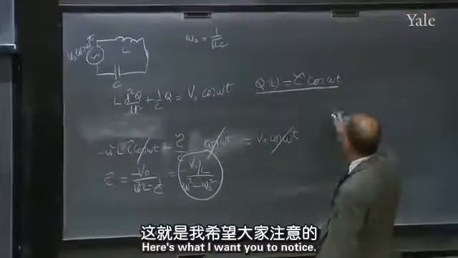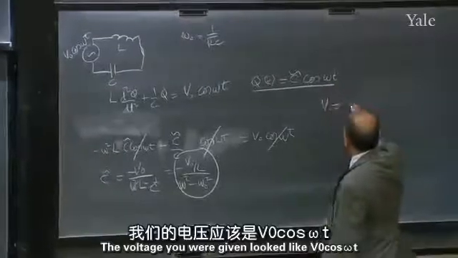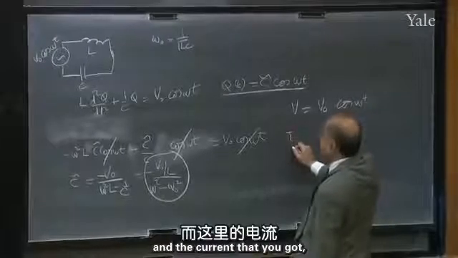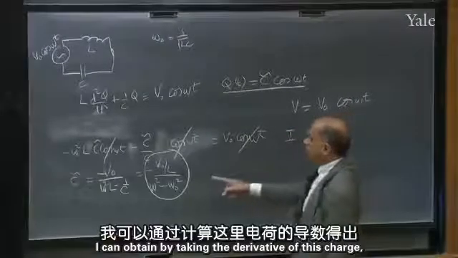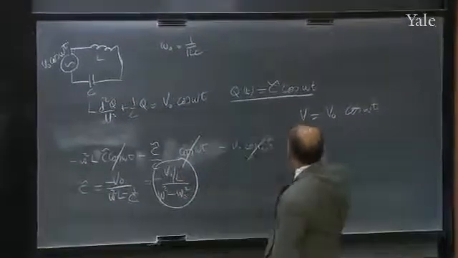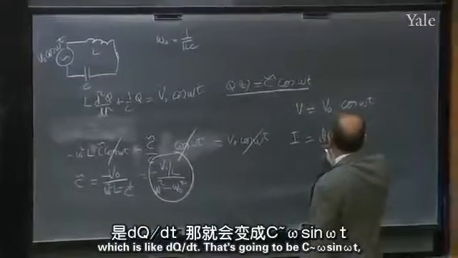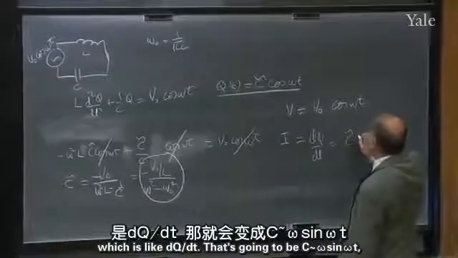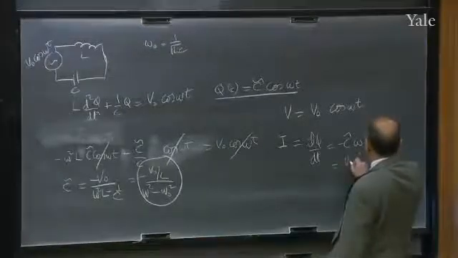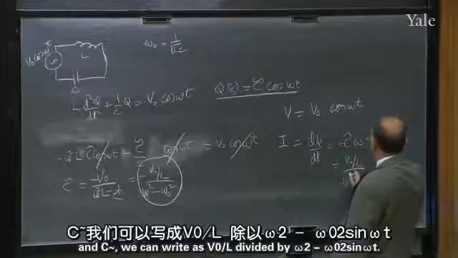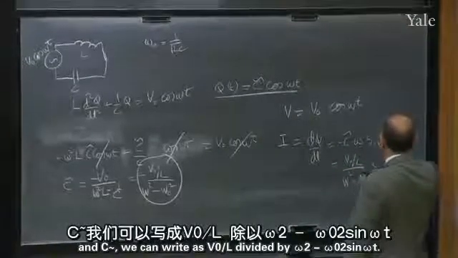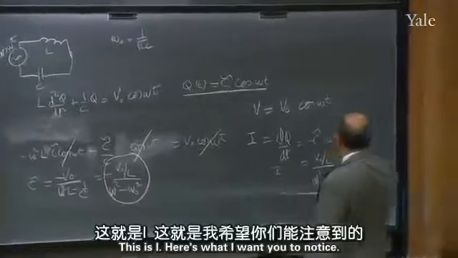Here's what I want you to notice. The voltage you were given looked like V0 cosine omega t, and the current that you got, I can obtain by taking the derivative of this charge, which is like dq dt. That's going to be C twiddle omega sine omega t. And C twiddle we can write as V naught over L divided by omega square minus omega naught square, times sine omega t. This is I.